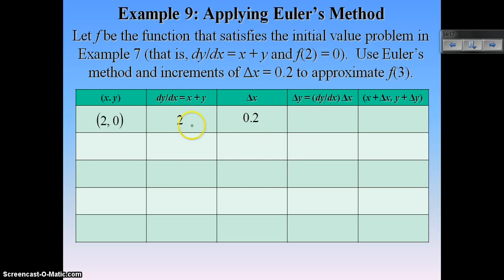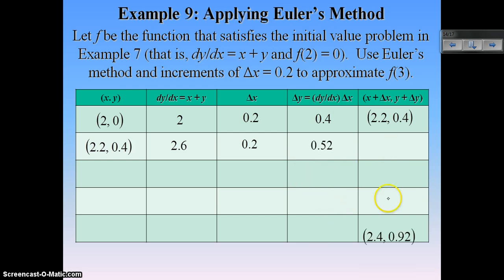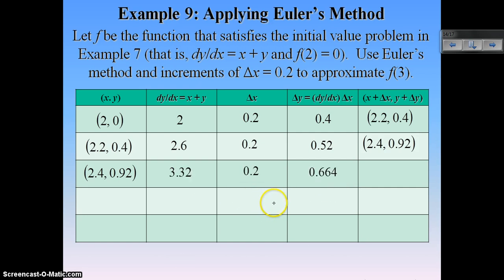Now, delta y, again, is these two things multiplied together, so that would give me 0.4. And then x plus delta x, that would be 2 plus 0.2. y plus delta y would be 0 plus 0.4. And so we have this part right here. Now, this point comes down here, and that's our next starting point, and we repeat the process. x plus y. Notice delta x is the same. It does not change within the problem. Multiply these two together. 0.52, add, and that gives us our next point, which starts the next one. And I keep going, and I keep going.